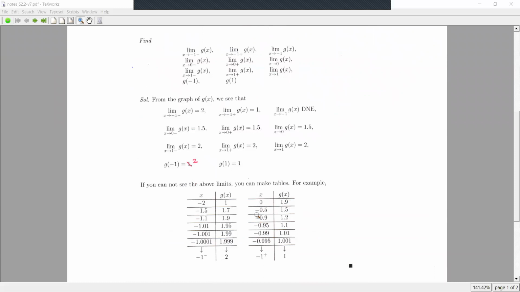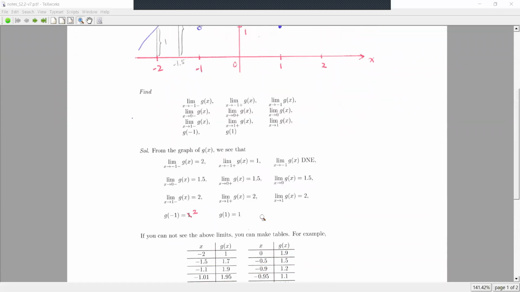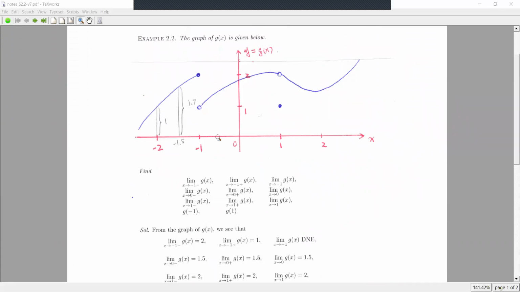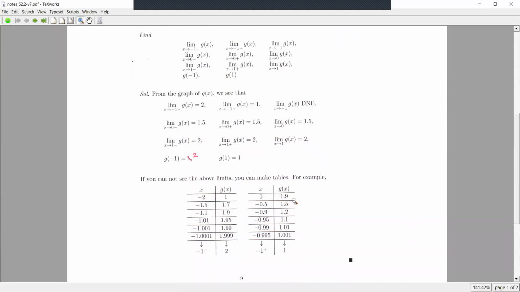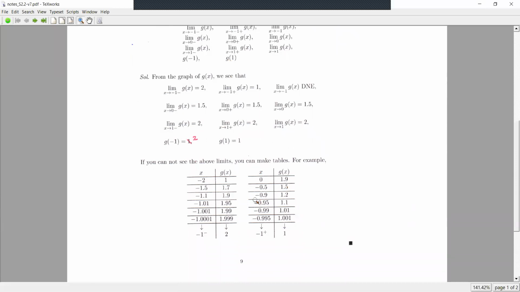Now, when x is negative 0.5, about here, then function value at negative 0.5 is this height. My guess about this height is 1.5. Similarly, when x is negative 0.9, function value is about 1.2. X is negative 0.95, function value is about 1.1, and so on.